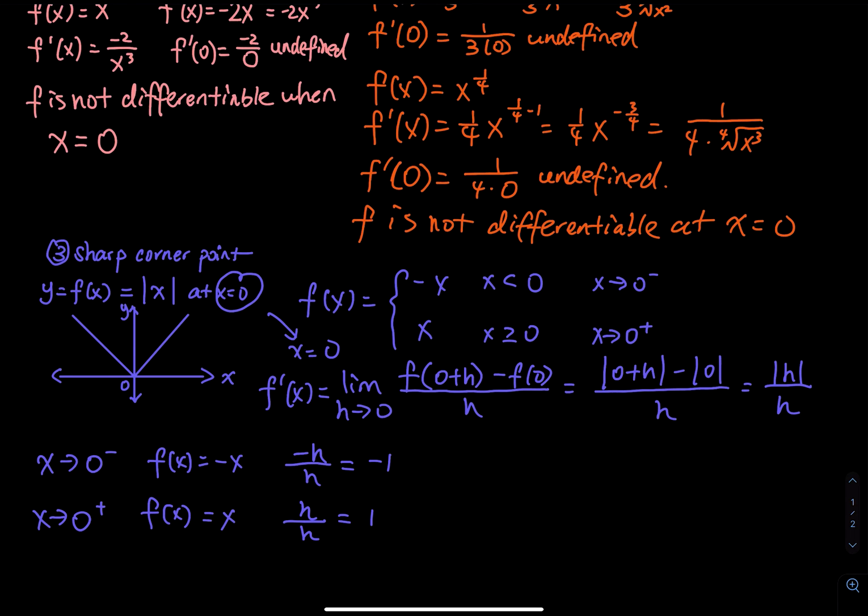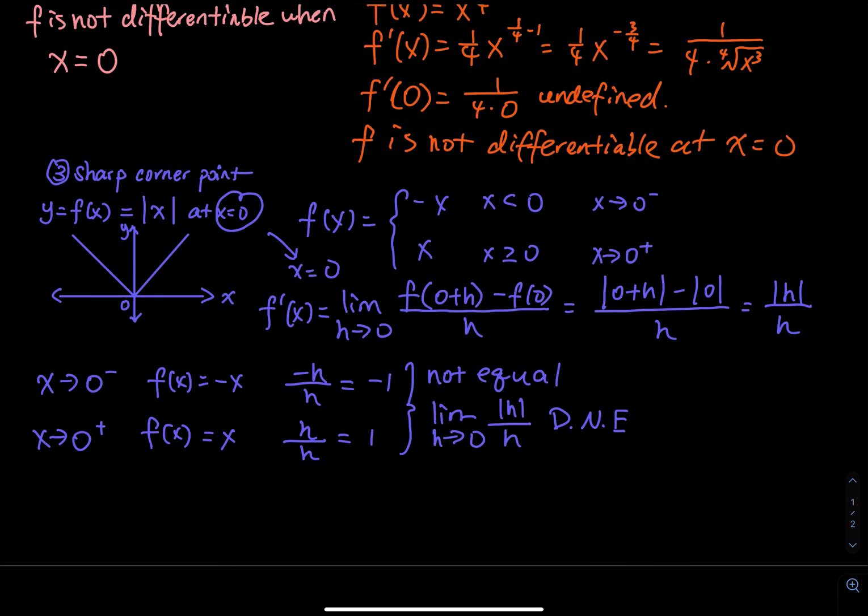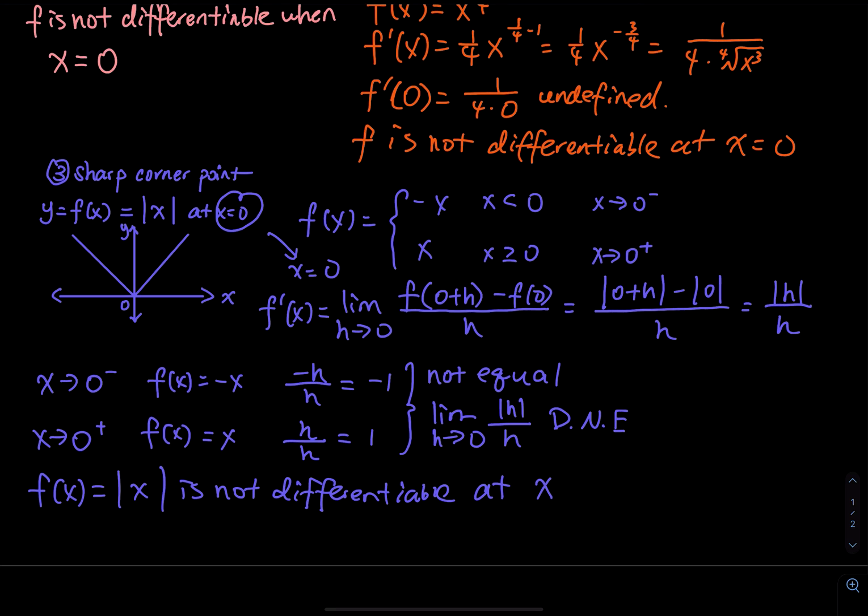So what is your conclusion? That tells me they are not equal. So the limit as h goes to 0 does not exist. And then what do we say? We say that overall, the conclusion is f of x equals the absolute value of x is not differentiable at x equals 0.